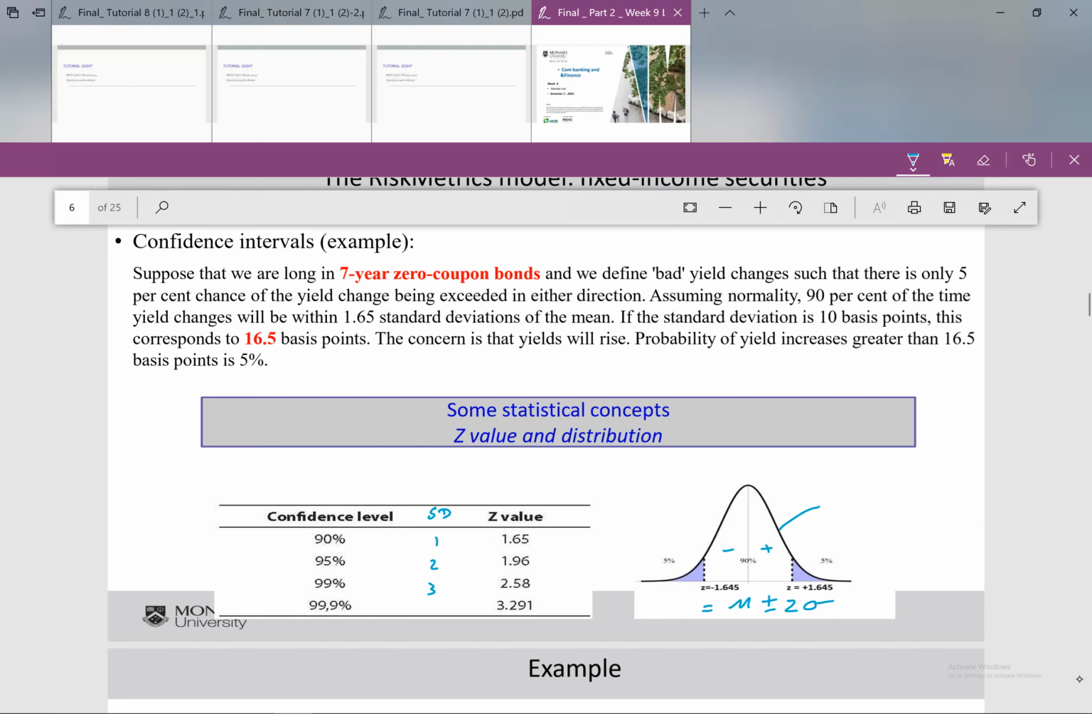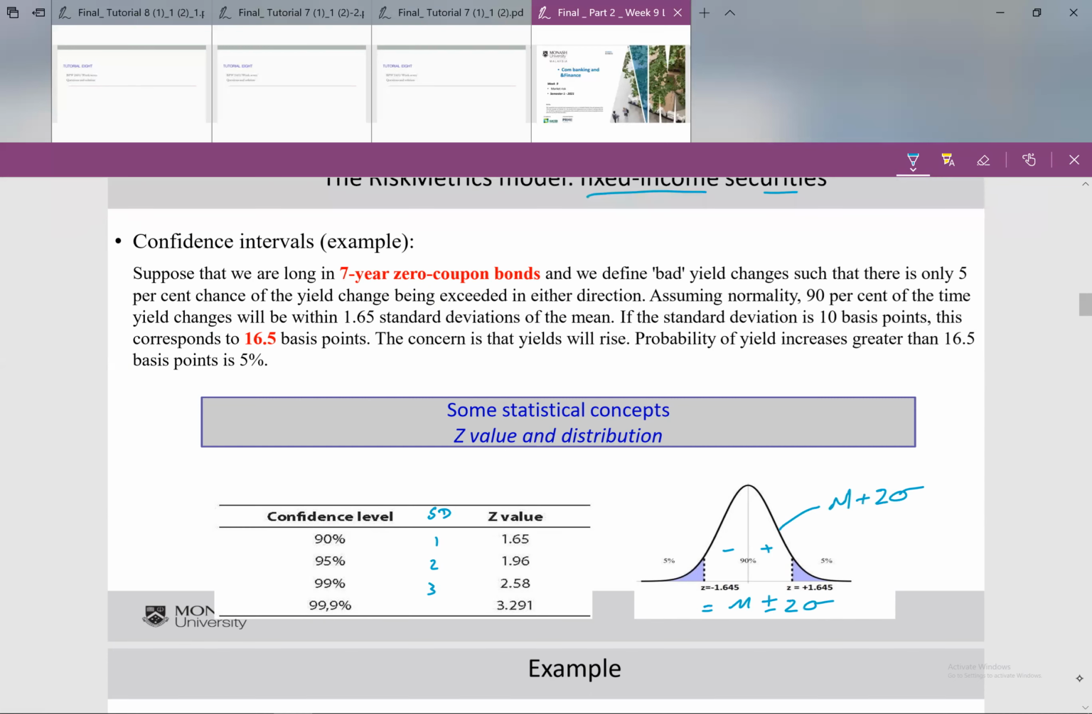Now, here, as you can see, this is the plus side, which means mean plus Z value times the standard deviation. And this is mean minus Z value times the standard deviation. Now, as you can see, the Z value is 1.65, 1.96, depending on the confidence level. So if we know this, this is just one thing I want you to know, because I will take you now to the next step.